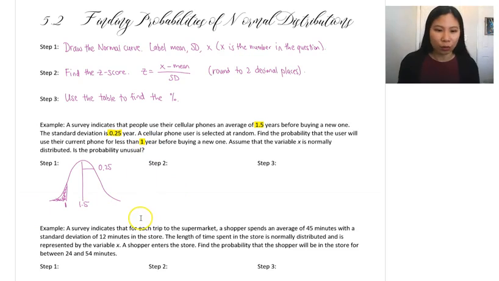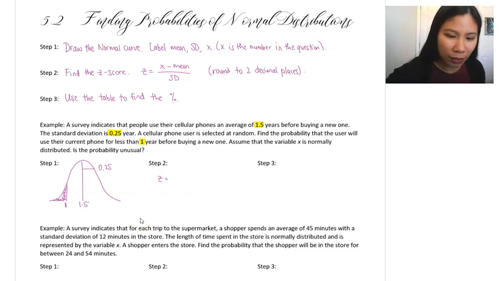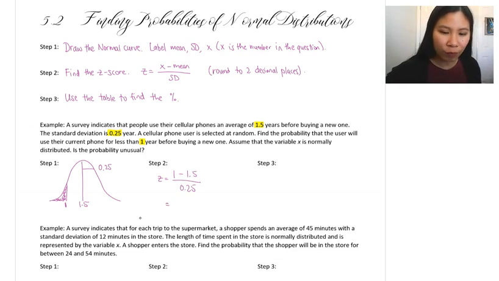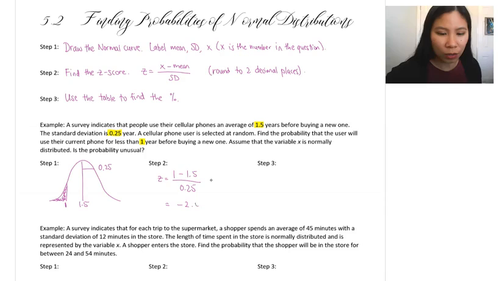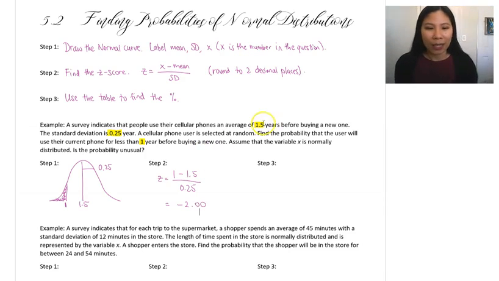Step 2, find the z-score. So plugging into the z-score formula, we have z equals our x value of 1 minus the mean of 1.5 divided by the standard deviation of 0.25. From that, we get negative 2. Whole number, there's no decimals, so I'm not worried about the 2 decimal places. All right. So negative 2 is my z-score. If we are using the table and using the 2 decimal places, it's technically negative 2.00 if you really need to know. But we're going to use our table now to find the percent.